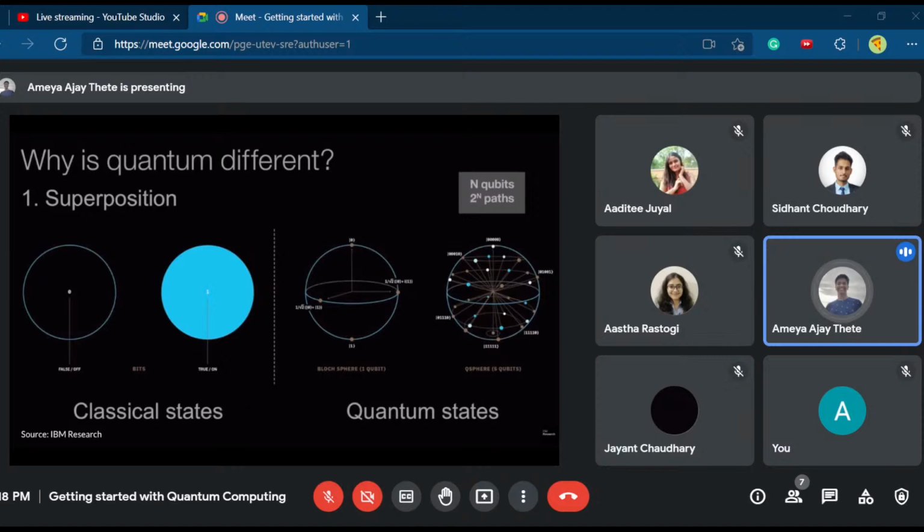Another thing you can see is on the sphere, the topmost and the bottommost points on the z-axis, that is this point over here. I'm not sure if my cursor is visible, but let's try. So these 2 points actually correspond to the states 0 and 1, which are the quantum analogs of whatever you find in a classical system.